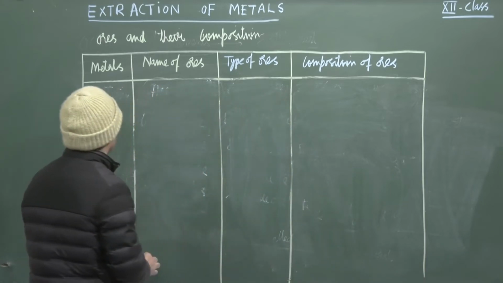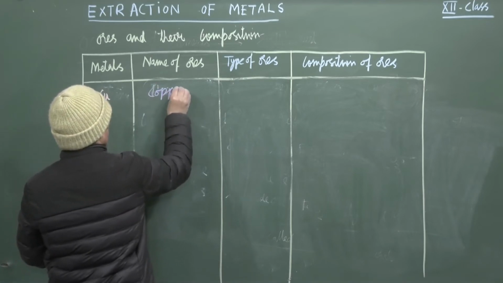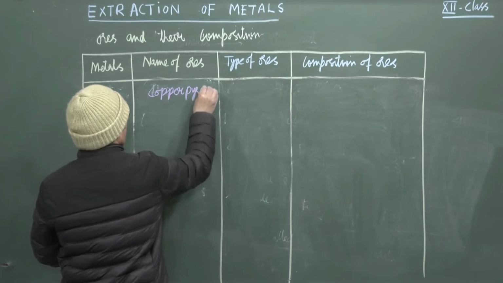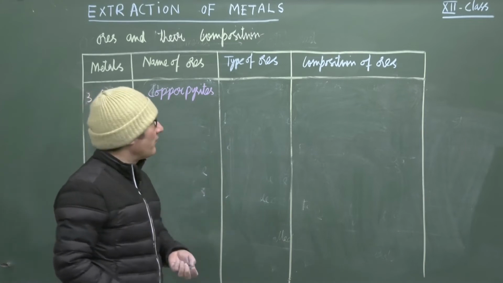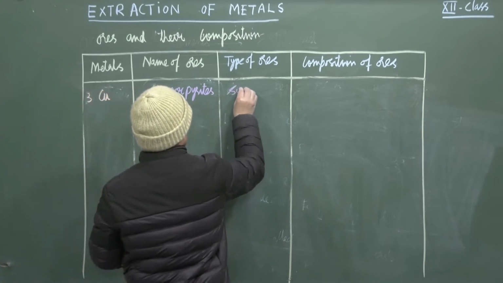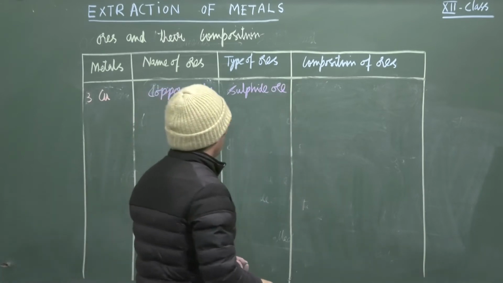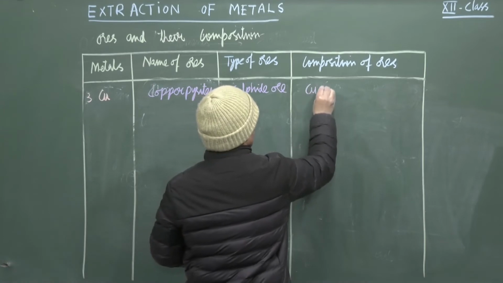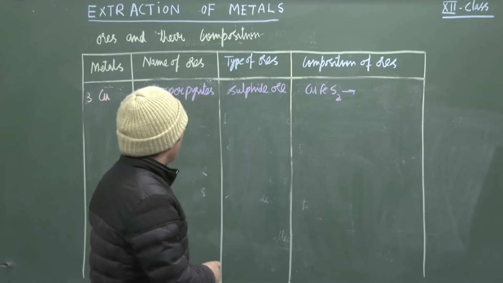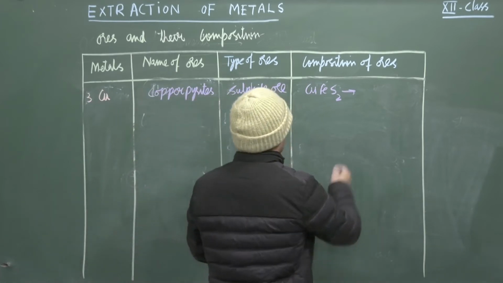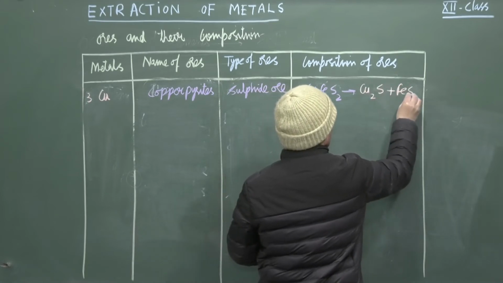Its main ores: number one is copper pyrites. And by now you must have understood that pyrite is used for the sulfide ores. This is the sulfide ore, and the composition is CuFeS2. Actually, this copper pyrite ore is a mixture of copper sulfide and ferrous sulfide.